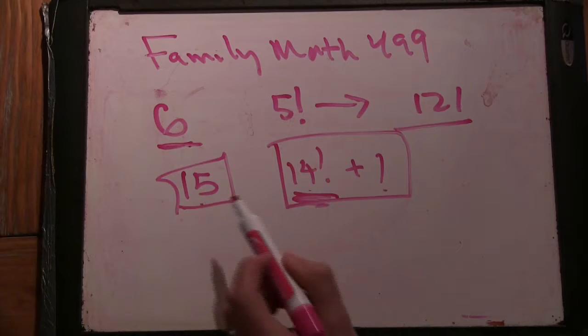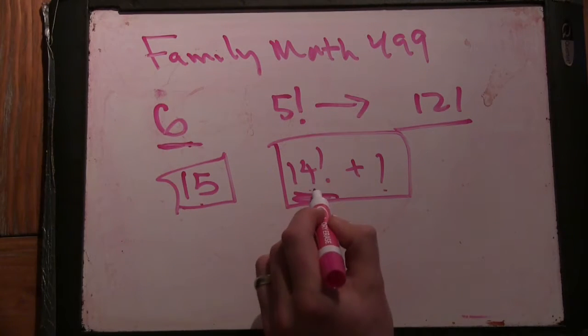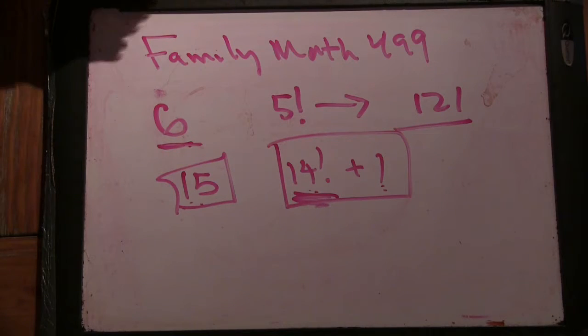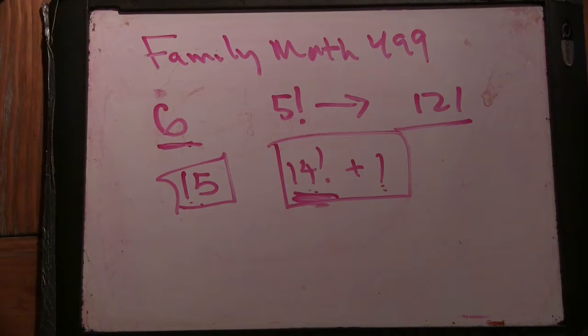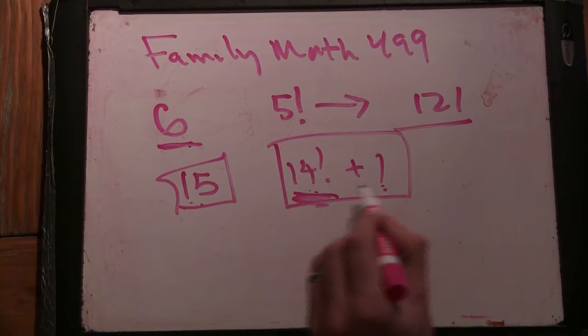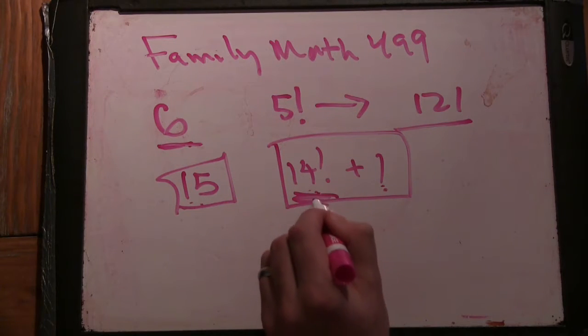Is there another way, a different argument that you can make for why 14 factorial plus 1 is not divisible by 15? Well, it's kind of like the infinite prime proof: if you multiply a bunch of numbers together, in this case from 14 all the way down to 1, and you add 1, it's not divisible by any of the numbers. So 14 factorial plus 1 can't be divisible by any of the numbers less than 14.